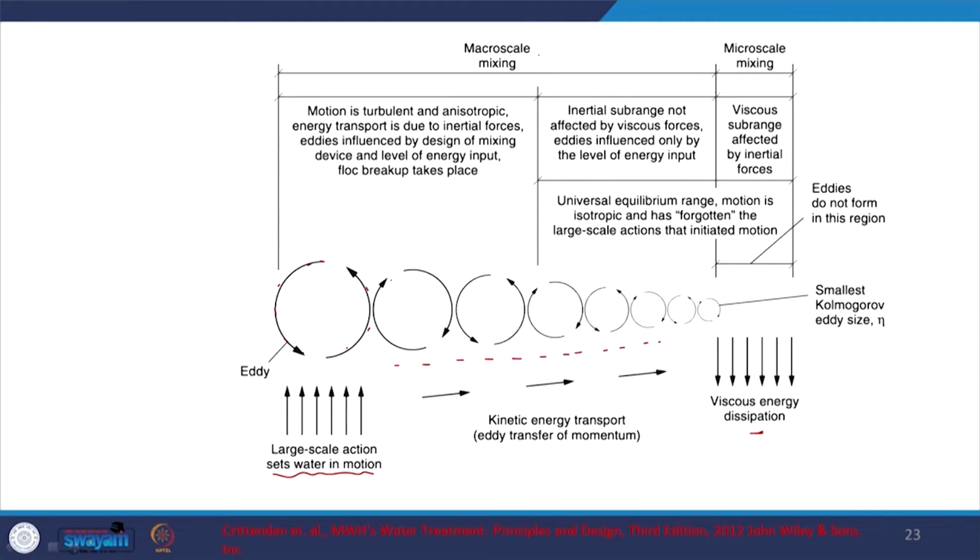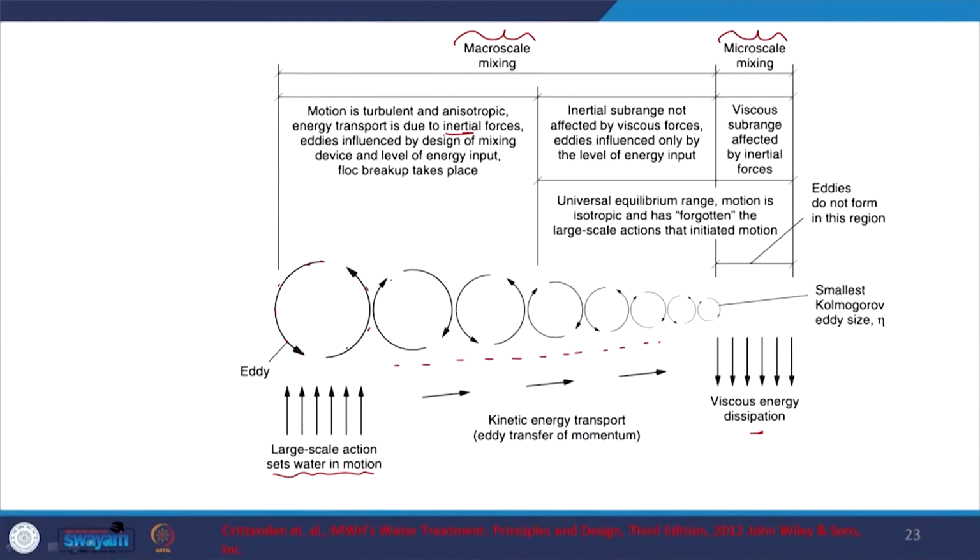And here we see that there are two aspects, macro scale and micro scale. We will come back to this earlier, but please do understand this figure. Here motion is turbulent. Energy transport is due to inertial forces, as in some water is still, others are in motion. So, you have inertial forces, and eddies influence the design of mixing device and level of energy input.